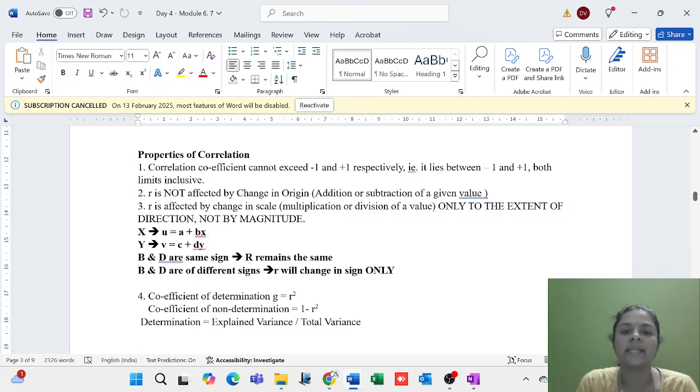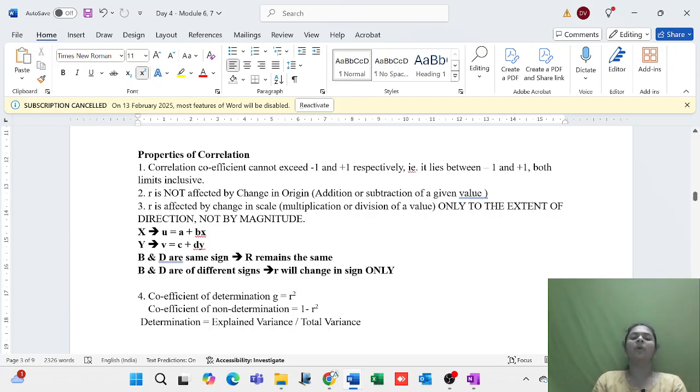Correlation cannot exceed 1 and minus 1 respectively, because the value is numerically between the limits. R is not affected by change in origin. R is affected by change in scale, only to the extent of direction and not by magnitude. Now friends, at your level, this is only a theoretical question. Practical questions have not been much asked in this property. So you can just remember this as a theoretical property.